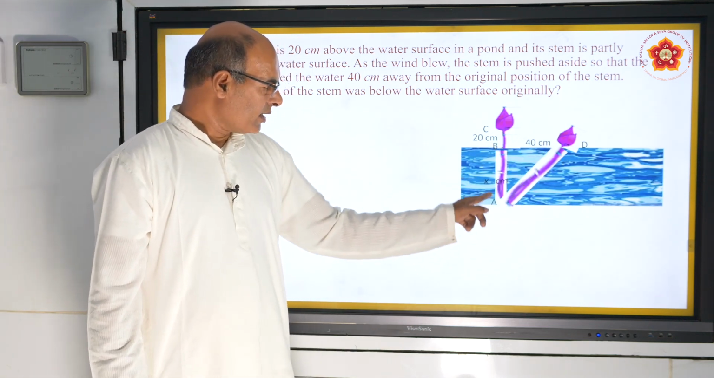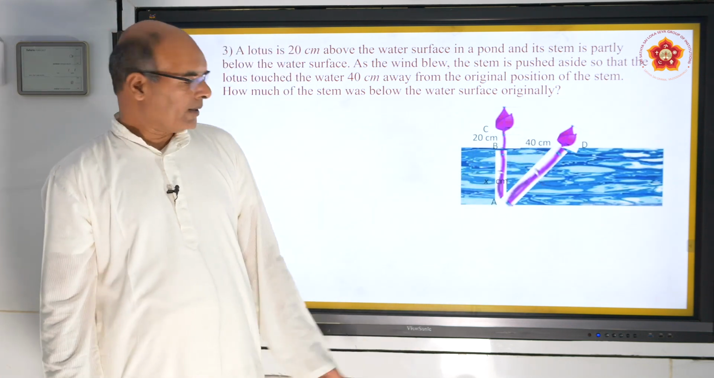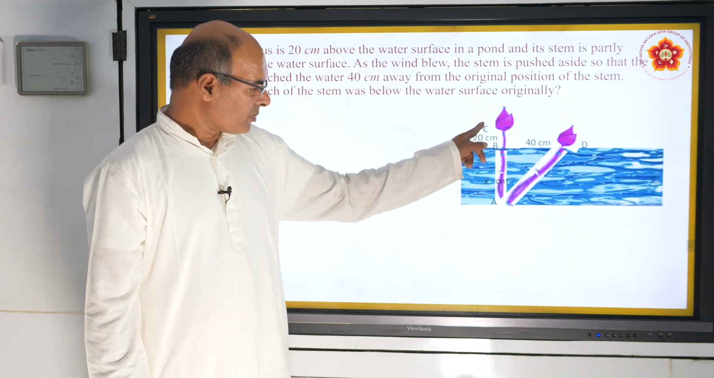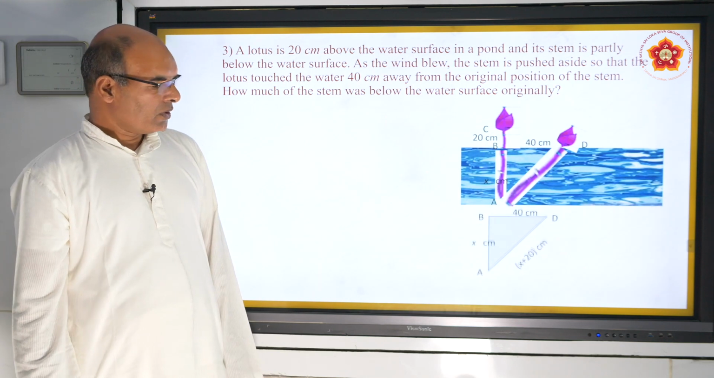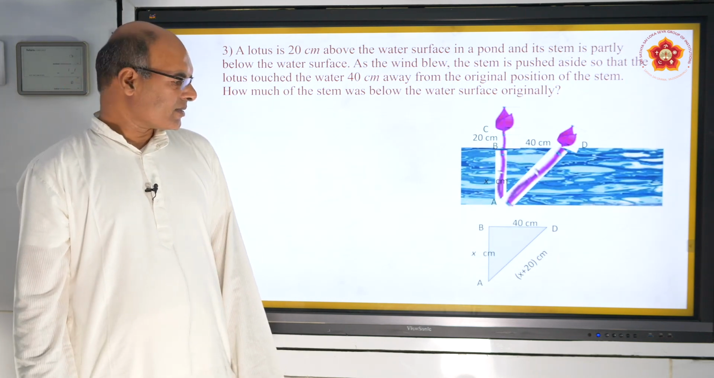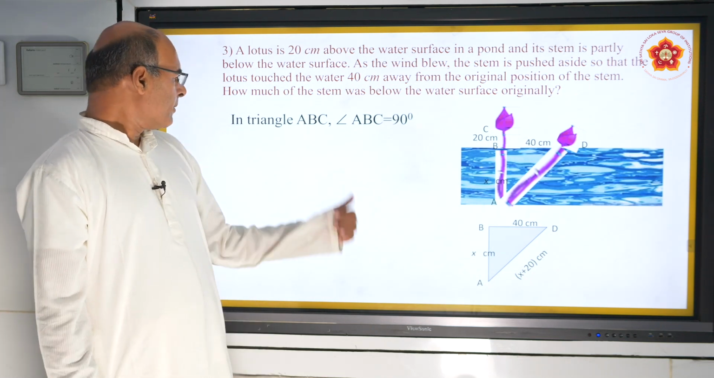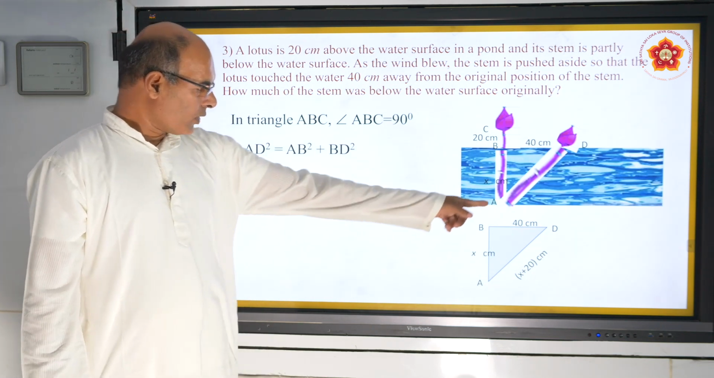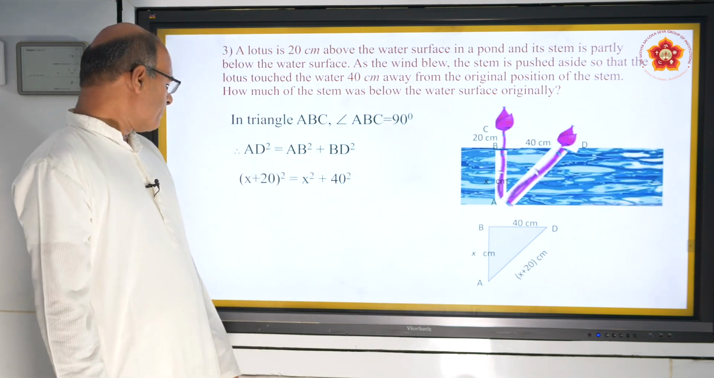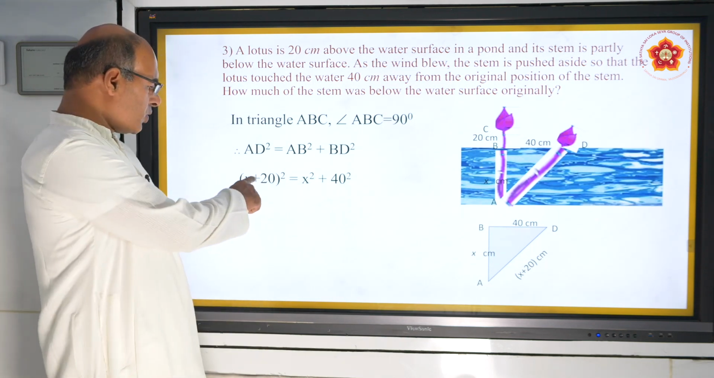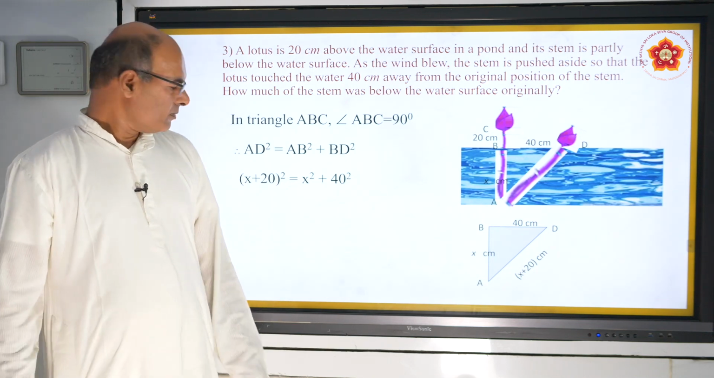Consider this triangle. In this triangle, one leg is x centimeter, another is 40 centimeter, the legs of the right angle triangle, and the hypotenuse is x plus 20. So apply the Pythagoras theorem and you get the value of x. In triangle ABC, angle B is 90 degree. So therefore, AD square is equal to AB square plus BD square. So AD is x plus 20 whole square is equal to AB, x square, plus 40 square.